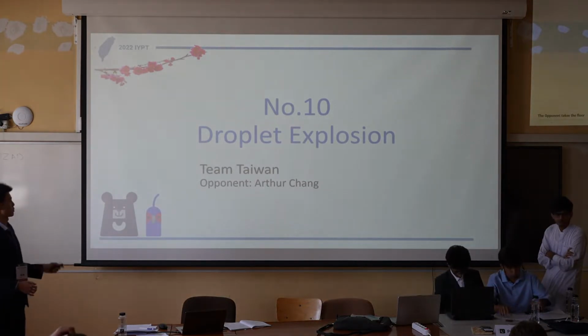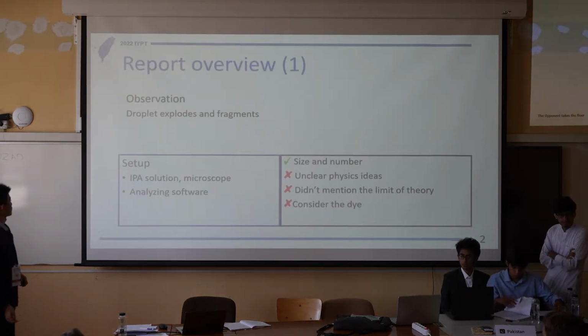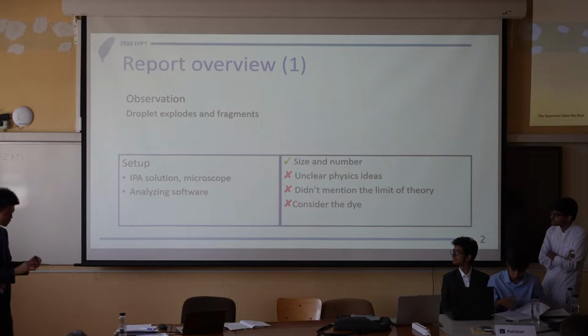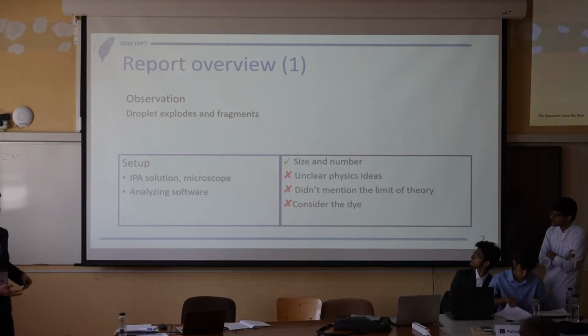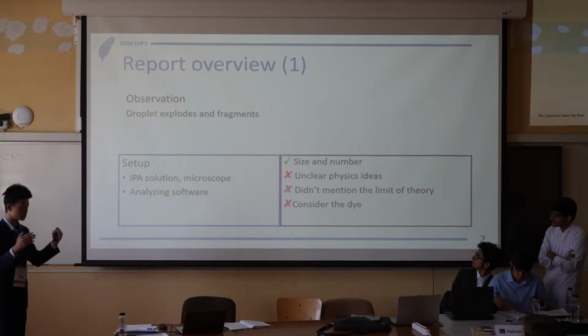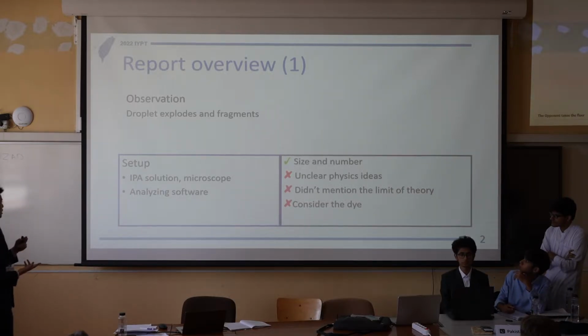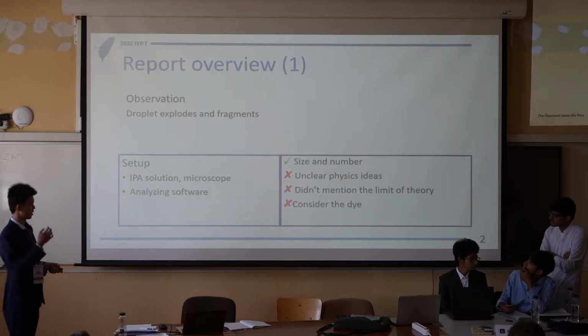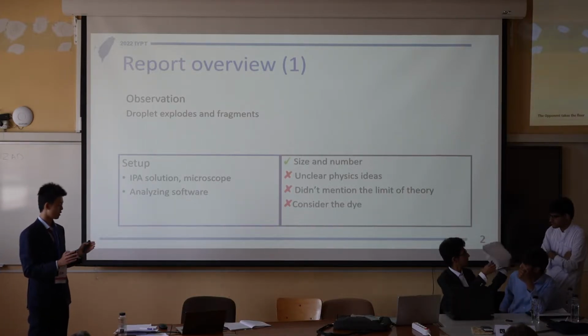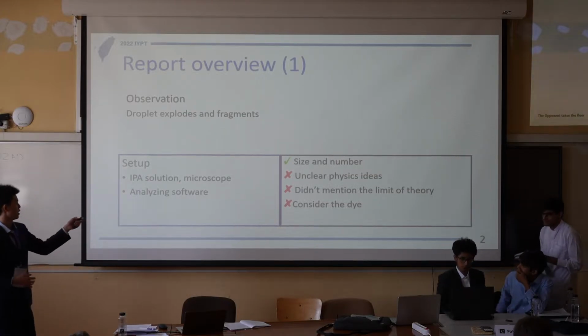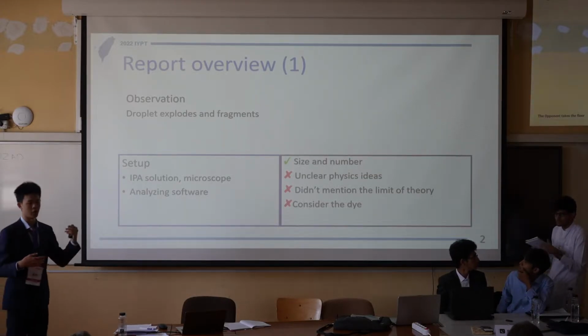Another observation is that when you drop the droplet onto the oil, it explodes in a fractal pattern. In their setup, they use isopropyl solution mixed with water, and they use a microscope to observe the number and the size of the final droplets. We use ImageJ analysis software, and we think that's really good because you can observe both the size and the number, and plot the size against the number to see the distribution of the final droplets.